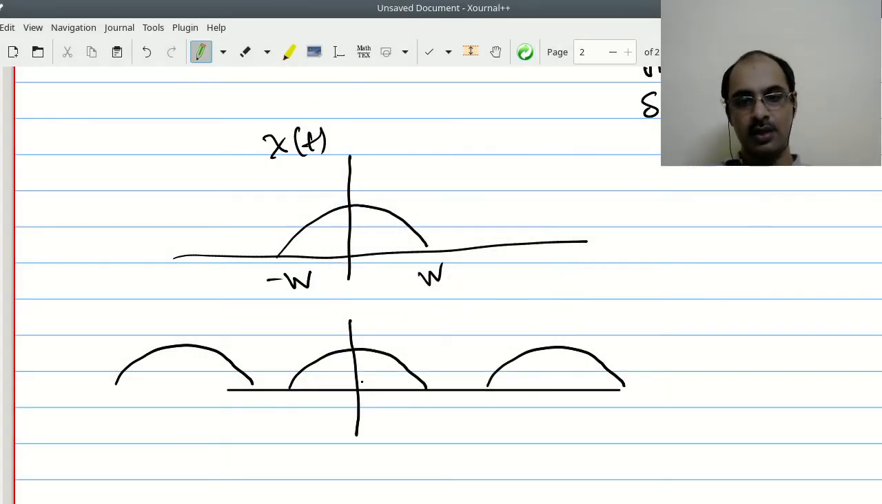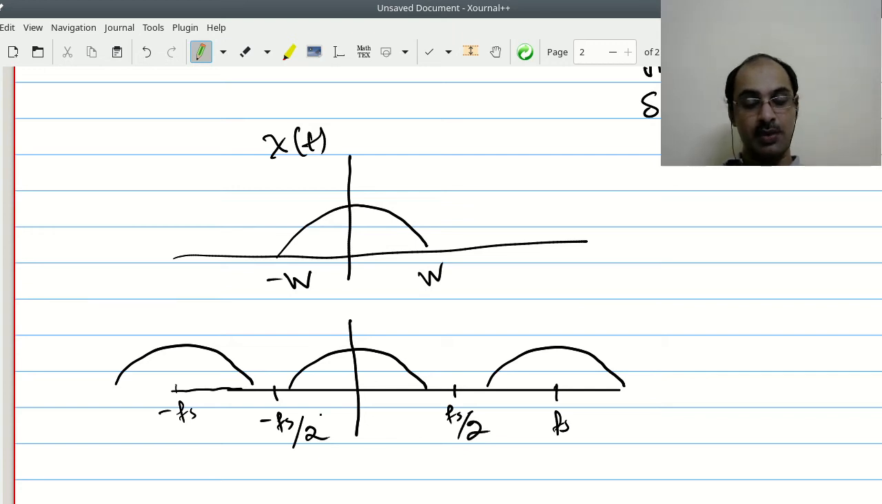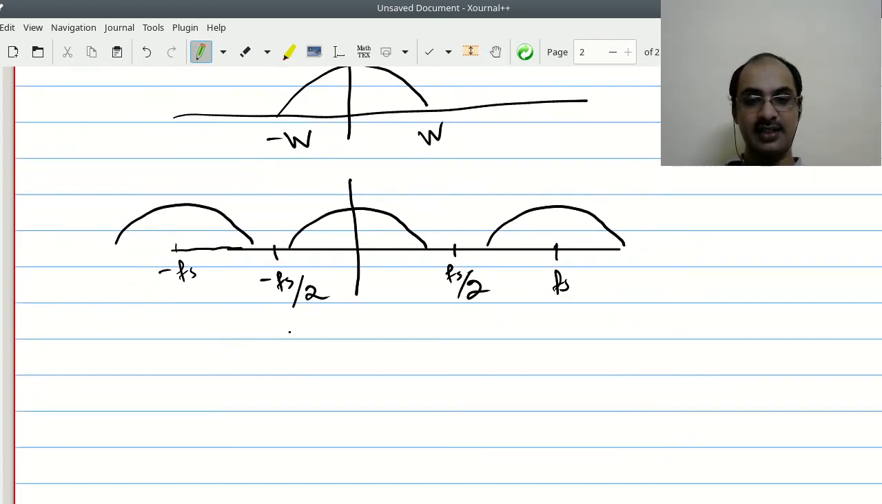Now this particular location is fs, and this particular location is minus fs. Whatever the useful part of the signal is, as we have seen in sampling, is between minus fs by 2 and fs by 2. Which now means that if you want to look at this as a DTFT, it's very simple. All you do is rename this as minus pi, rename this as pi, and there's an extra scaling, and that's it.